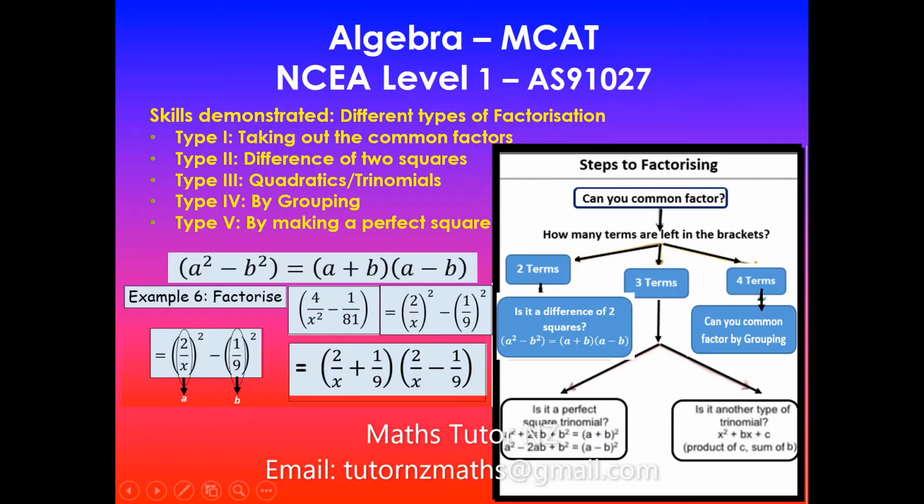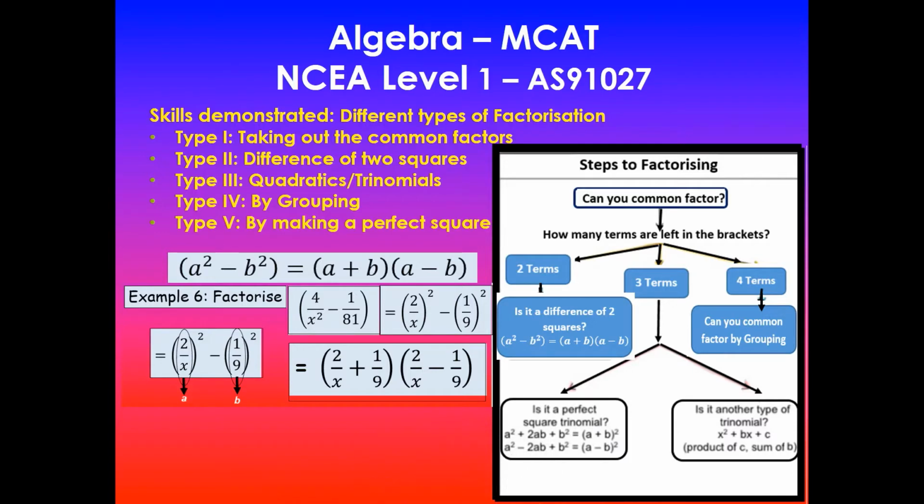Greetings everyone. In this video we'll be looking at NCEA Level 1 Mathematics Common Assessment Task, Algebra. There are different types of factorization, and in this video I will be looking at difference of two squares. I've already done common factor method in my previous video. If you haven't already, please do check that one out.